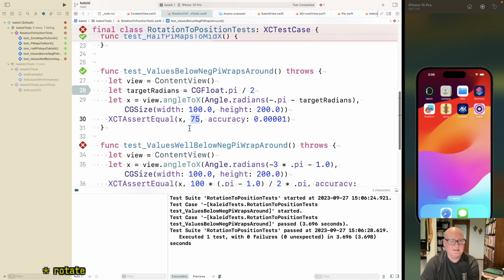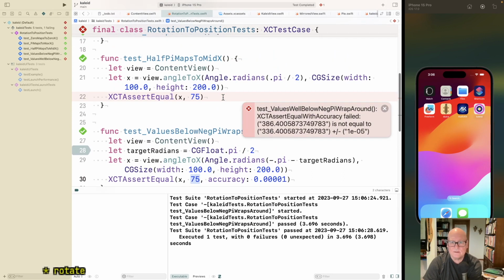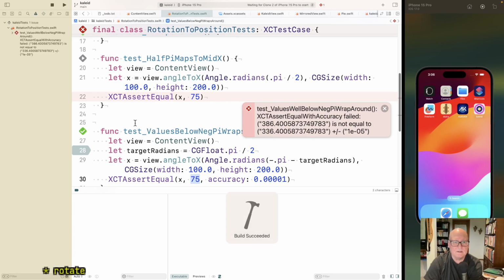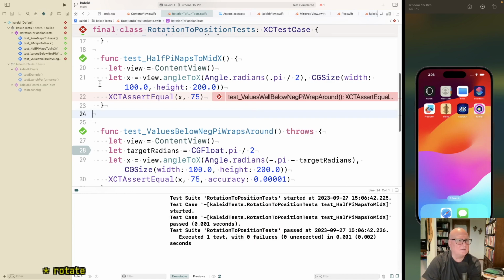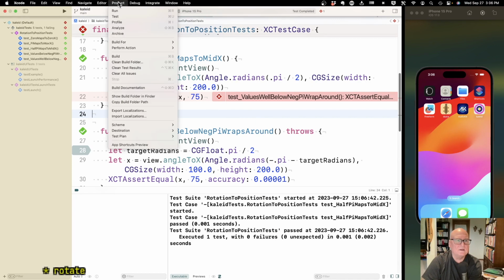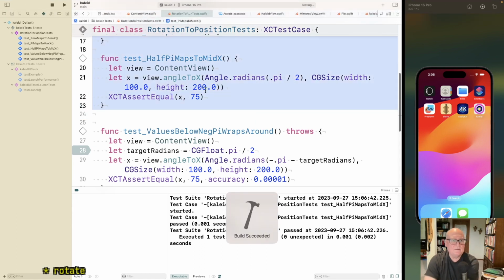Okay. Maybe that divided by pi over 2. Oh, did I not do this one? I thought this one passed. Okay. I don't know. Xcode's being screwy. Alright, let's just run them all.